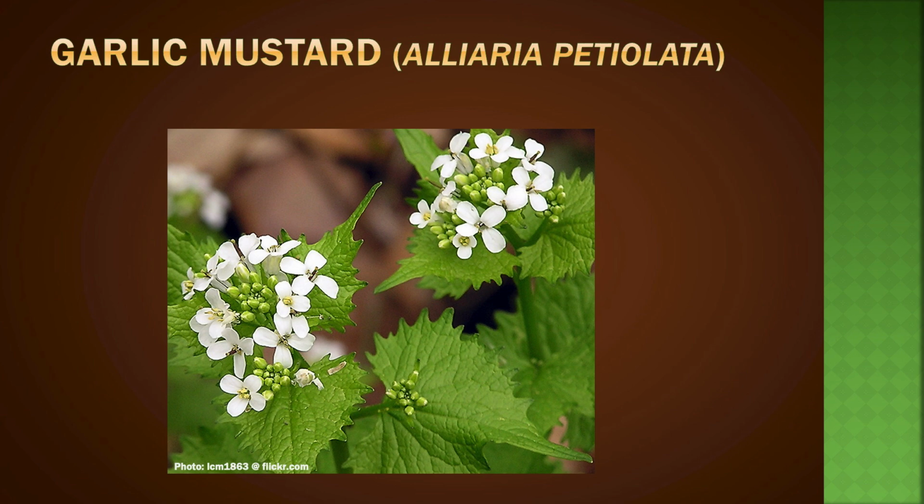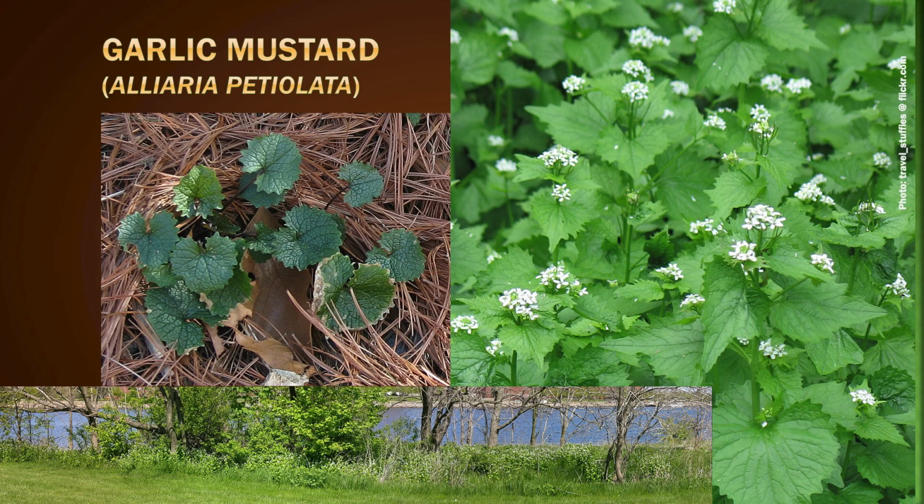It has these little sprays of 4-petaled flowers at the tops of the stems. This is the wrong time to be identifying garlic mustard. At the time where it's flowering, that's already too late. See this slide here? This is what we call a basal rosette.